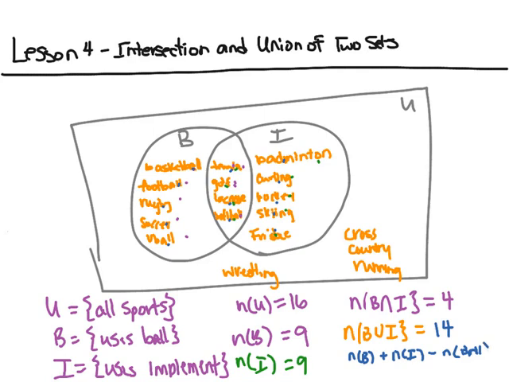I am running out of room. So we'd have 9 plus 9 minus 4. So 9 plus 9 is 18, minus 4 is 14. So that is how you use the formula.